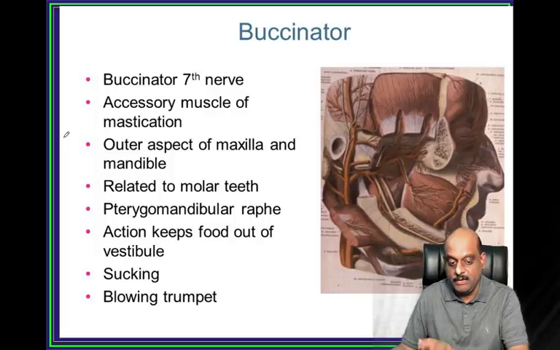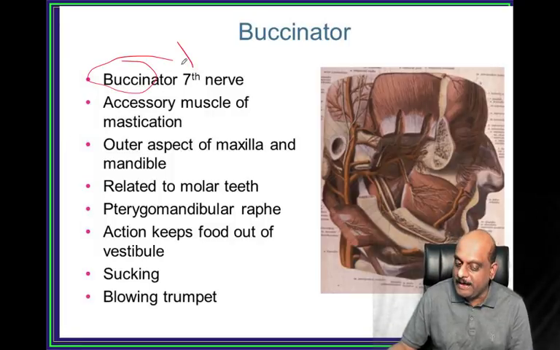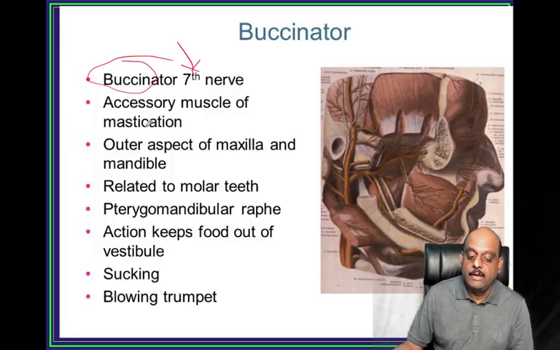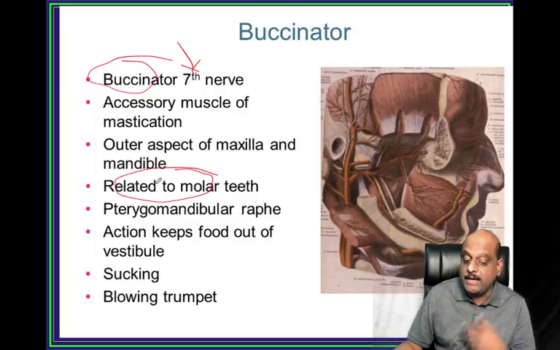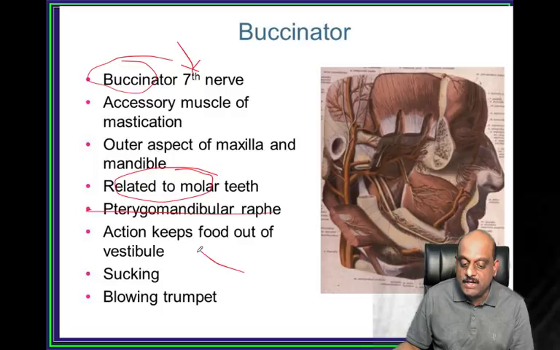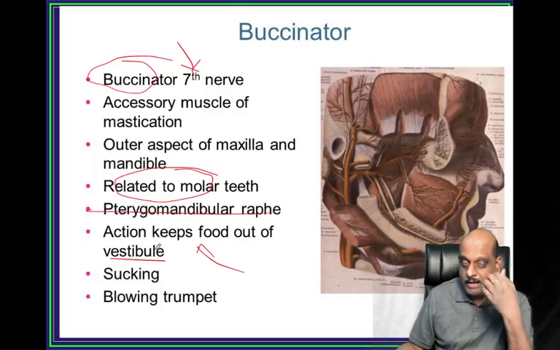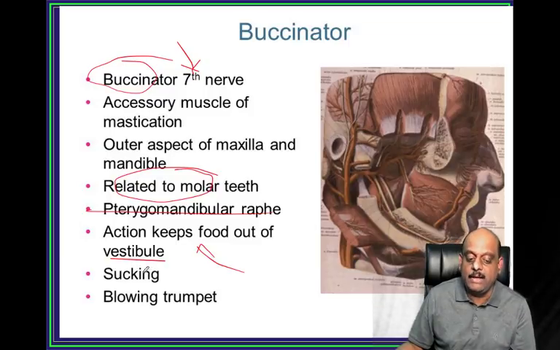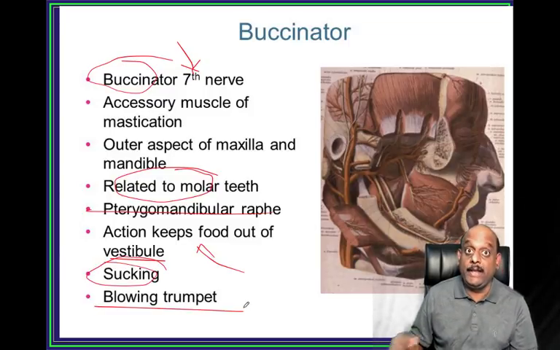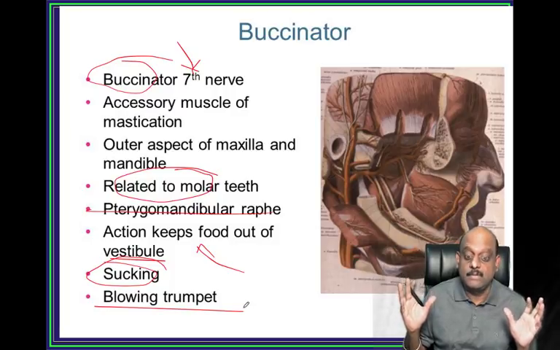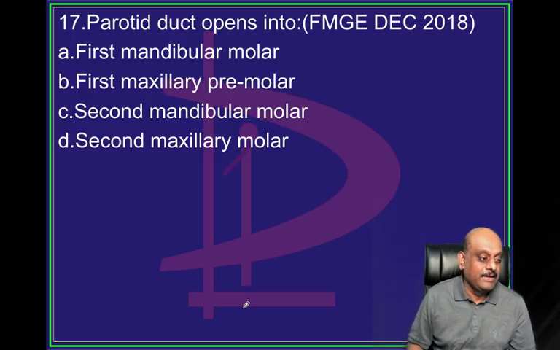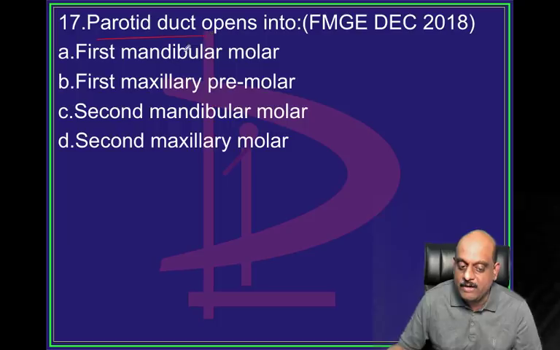Accessory muscle of mastication, what is it? Buccinator. Buccinator is supplied by the seventh nerve. Typically it is related to molar teeth and the pterygomandibular raphe. Its action keeps the food out of your vestibule while you are eating, and it helps in sucking and blowing a trumpet. That is buccinator.